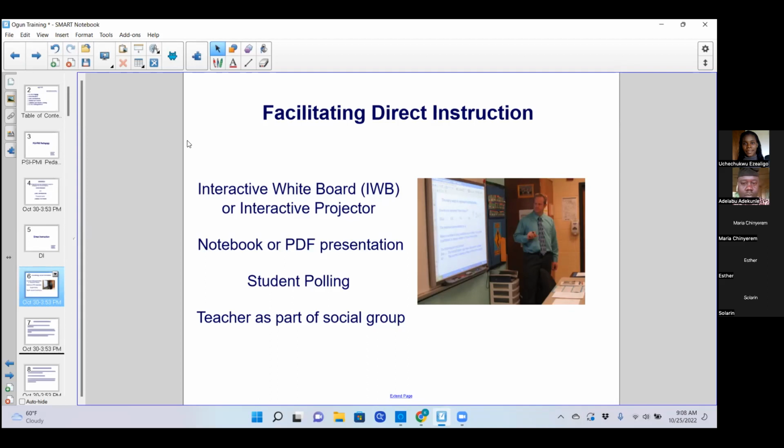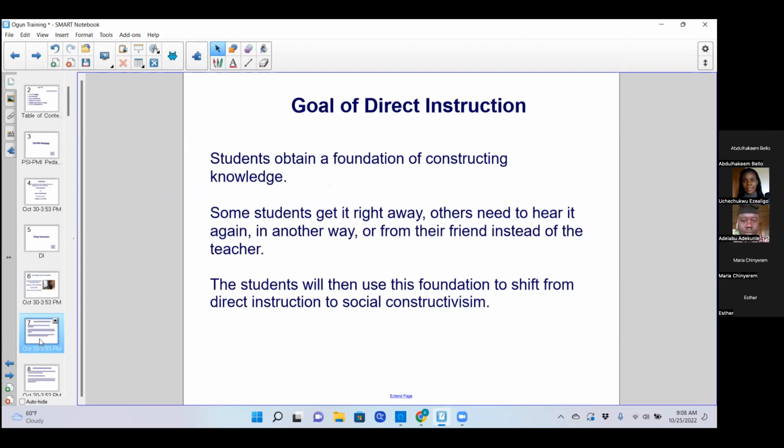And the big part of direct instruction is the teacher is part of the social group. You join in with the class, not just standing up front lecturing. That's part of the assignment for that module, the difference between the PSI, PMI direct instruction and traditional lecture. For the traditional lecture, you're probably used to standing in front and just talking. The kids are taking notes. The students are writing constantly. With the PSI, PMI, that's not the case. Our direct instruction is really short.